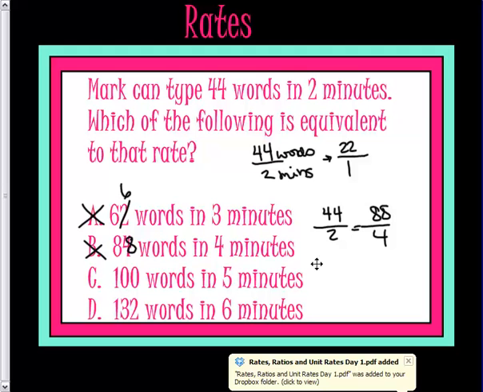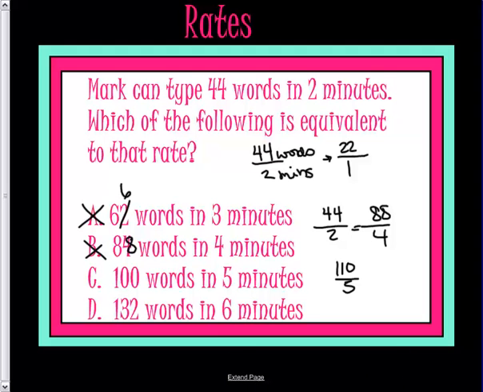If I add another 22 to that, 22 plus 88 would be 110 in 5 minutes. So that doesn't work. And if I add another 22, that's 132 in 6 minutes.